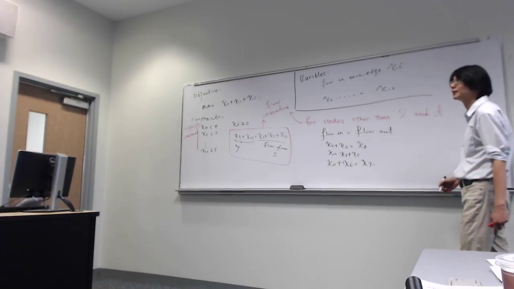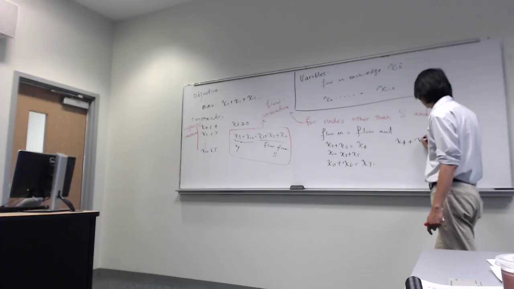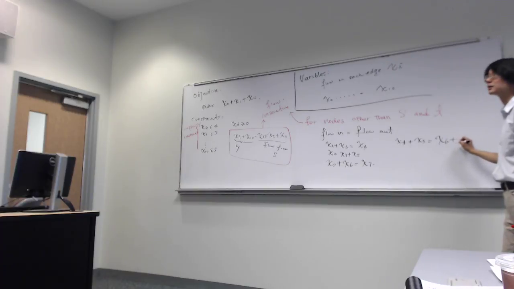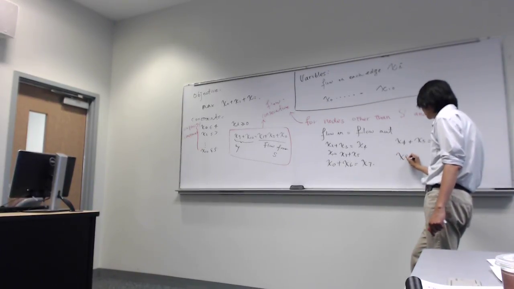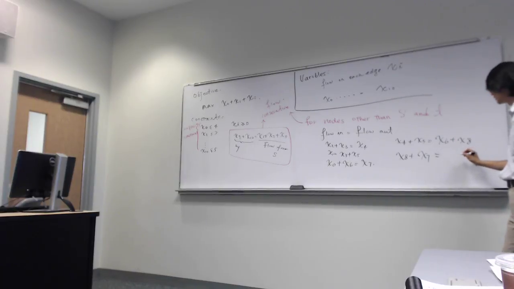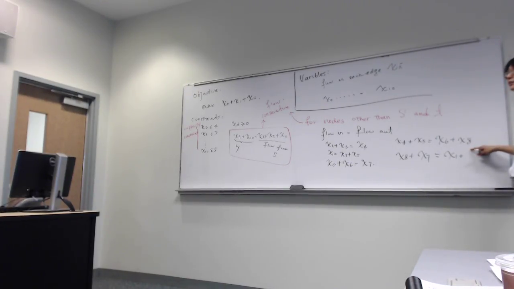Two more. For D, you got x4 coming into D plus x5 coming into D. It must equal x6 plus x8. That's for D. For E, you have x8 plus x7 plus x10. Hold on, for D, you got 4 and 5 coming in, going out of 6 and 8.